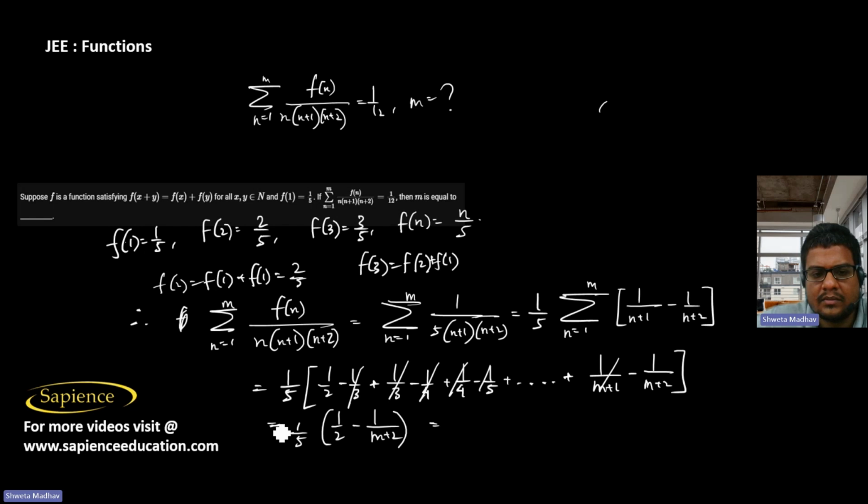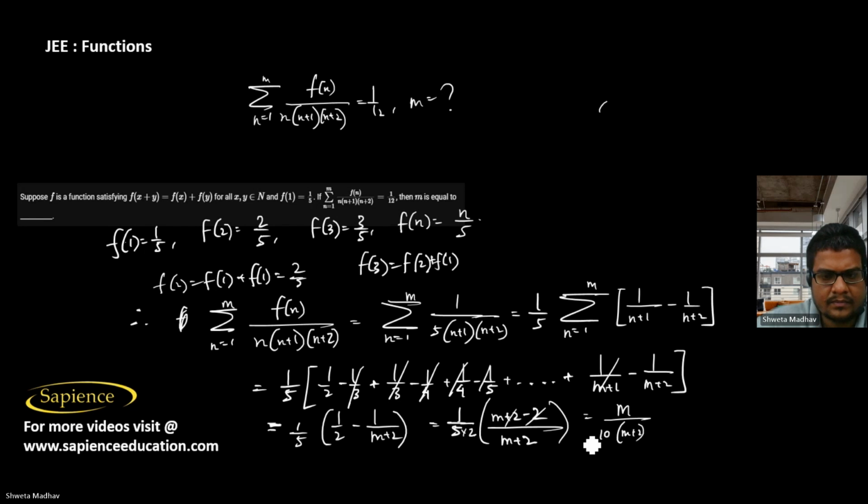So this will be equal to 1 by 5 into m plus 2 minus 2 by 2 into m plus 2. This will be m by 10 into m plus 2. So m by 10 into m plus 2 is equal to 1 by 12. Then we have to find the value of m. 2 5s are 10, 2 6s are 12.